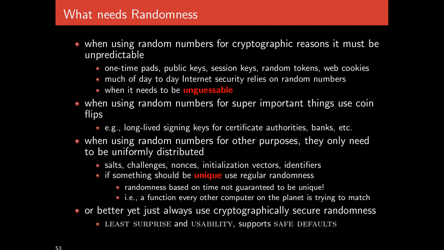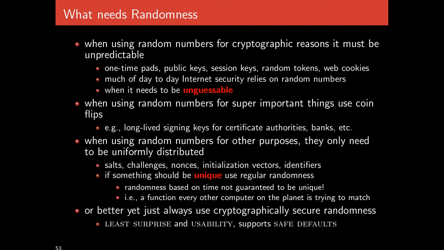And a nice property you should keep in mind when designing such a system is, despite a random number not needing to be cryptographically unguessable, if there's no harm, you might as well make it cryptographically secure. You should, in this case, just always use cryptographically secure randomness, unless there's some reason not to, because this makes it easier to have secure systems.